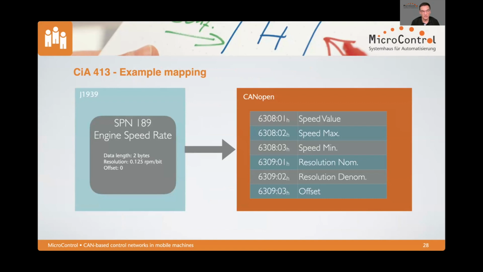So if you want to get the engine speed rate, on the CANopen side, you can see the speed value, you can see the maximum speed value and the minimum speed value. And you get also information about the resolution and the offset of that signal. So everything is there on the CANopen side to get access to the J1939 bus. There are existing gateway solutions. You don't have to do something on your own.